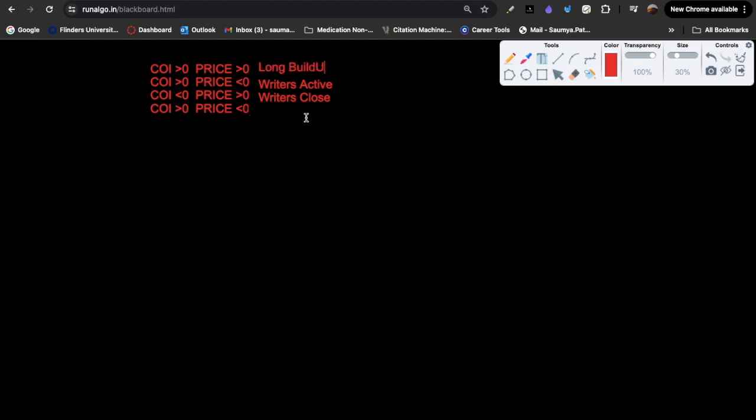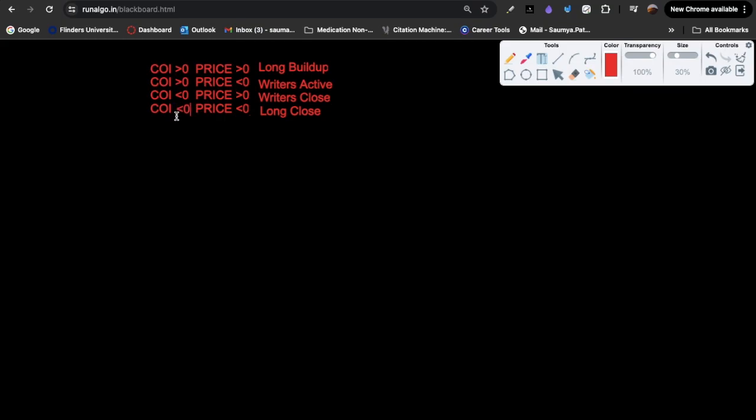The third scenario can be that the COI of the option is increasing and the price is also increasing. This shows that there is buying happening in that particular strike, in that particular option. The fourth and last scenario is that the COI is decreasing and the price is decreasing as well. This shows that the buyers are closing their position.